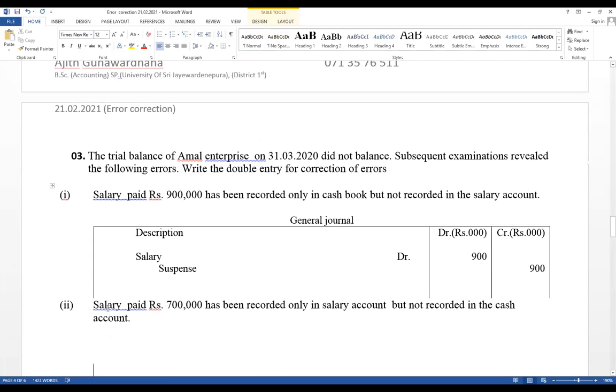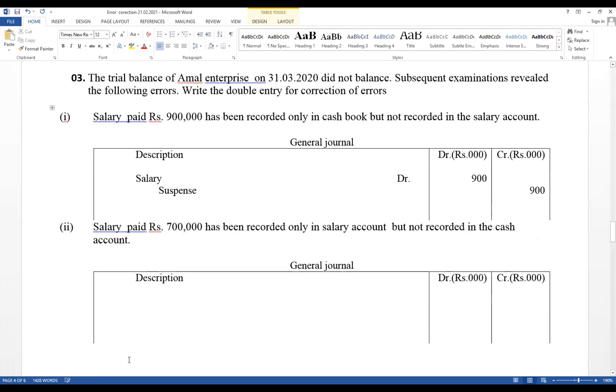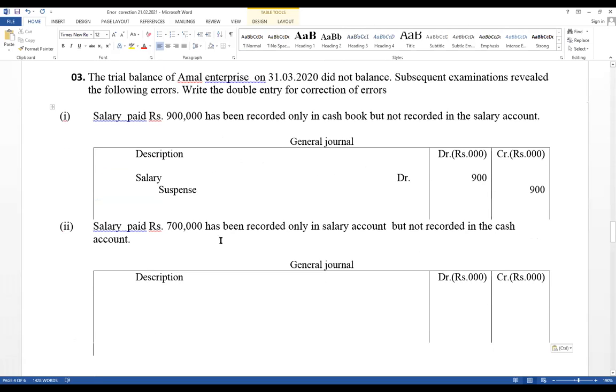Think what would be the answer. Salary paid 700,000 has been recorded only in the salary account, but not recorded in the cash account. Now it has been recorded in the salary account. Think about the correct double entry: salary account debit, cash account credit. Now the cash account is not recorded. Therefore, cash account credit, suspense account debit. The cash account should be recorded on the credit side, but the salary account was recorded correctly.